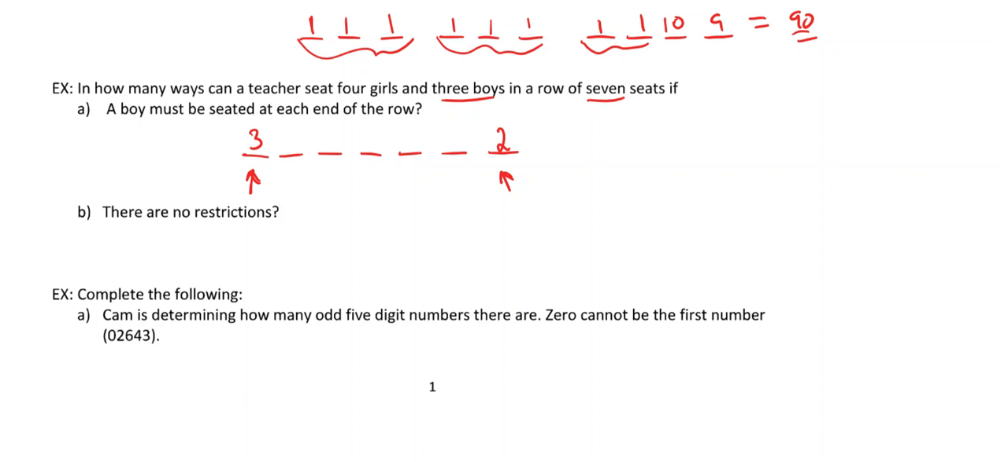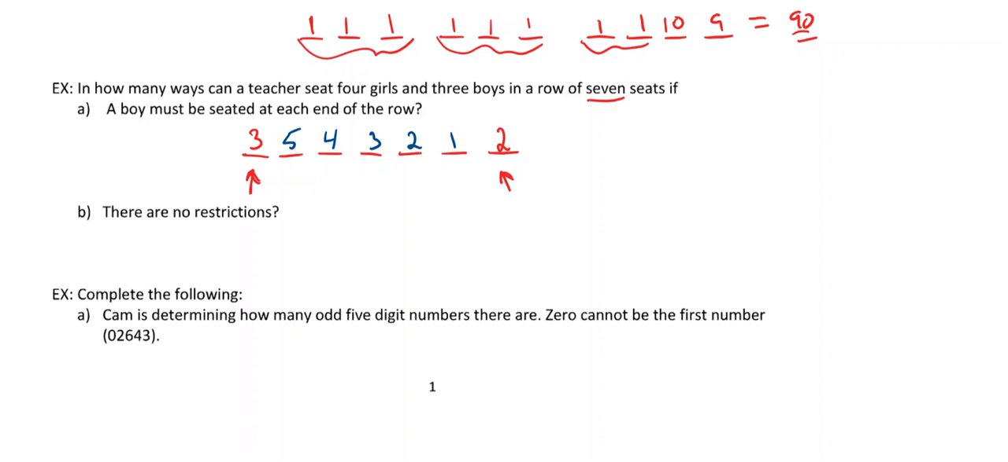And now that I've done that, I can just say the rest of the people, everything else in the middle here, it doesn't really matter. I don't care who's a boy and who's a girl. There's 5 people left. There were 4 girls and 1 boy left, but either way, there's 5 possibilities for that one. And then 4, and then 3, and then 2, and then 1.